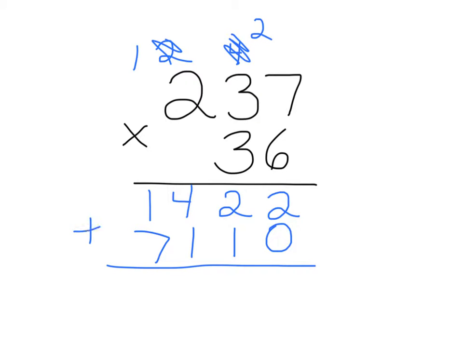Now I can add my partial products. 2 plus 0 is 2. 2 plus 1 is 3. 4 plus 1 is 5. 1 plus 7 is 8. 8,532.